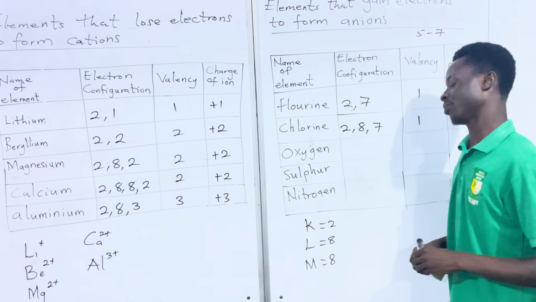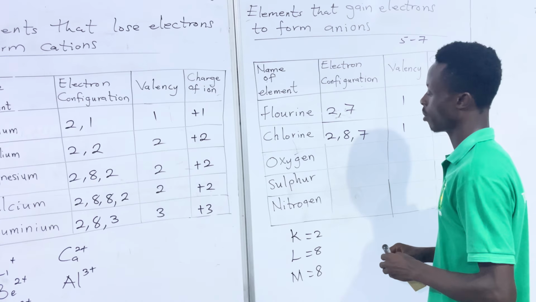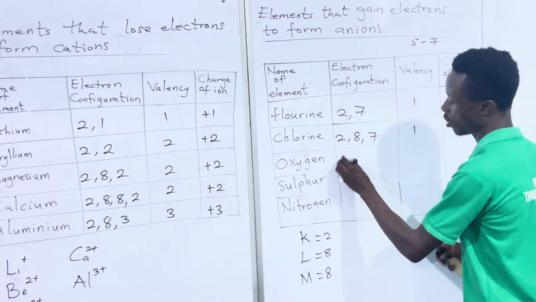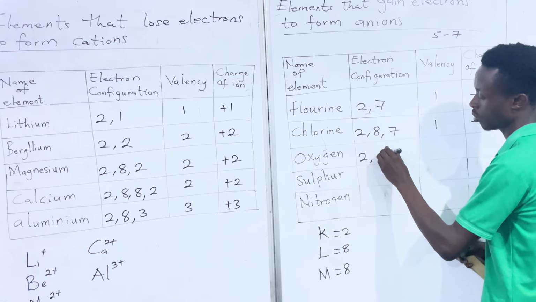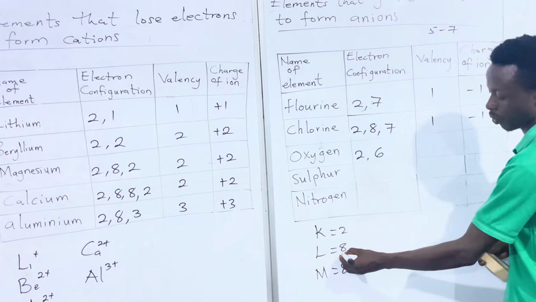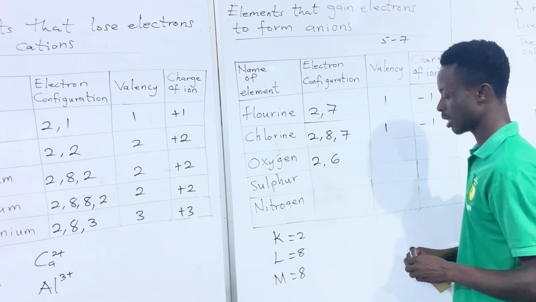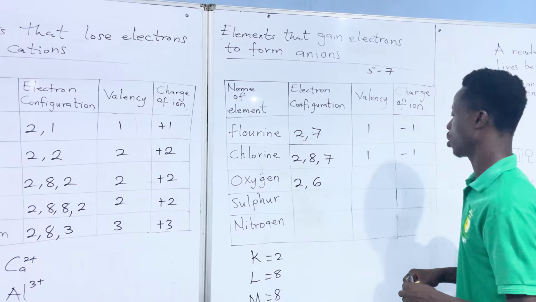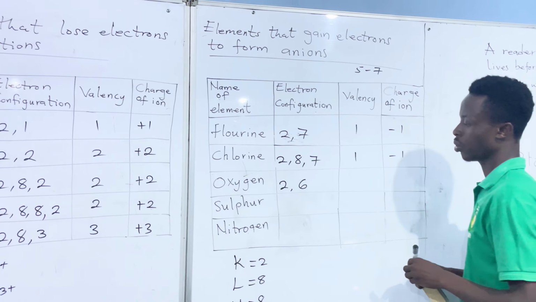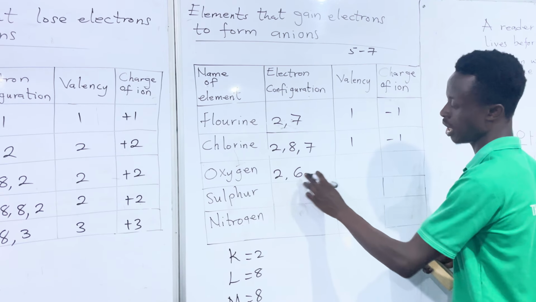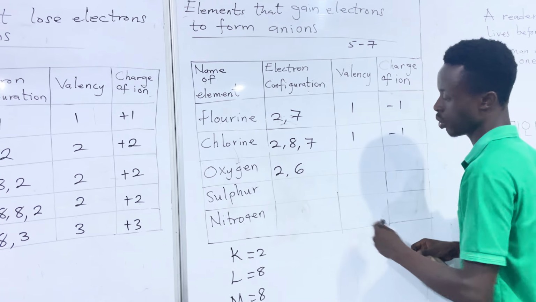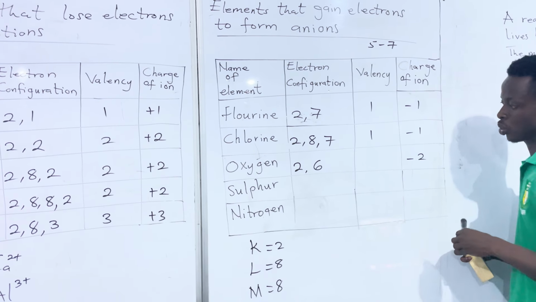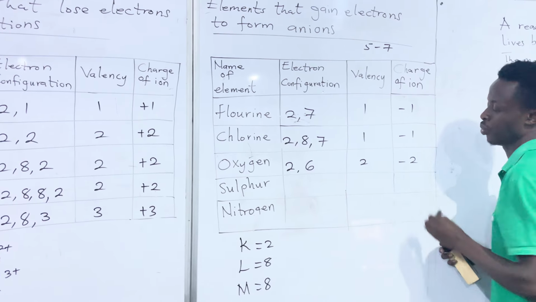Let's look at oxygen. Oxygen is atomic number 8, so it has 8 electrons in its shell. The first shell takes 2, then the second shell will take 6. Remember, the second shell takes what? 8 electrons, but here it is taking 6, so it is not stable. So it will gain electrons. How many electrons will it gain for it to be stable? It will gain 2 electrons. So it will be -2, which means that the valency is 2.